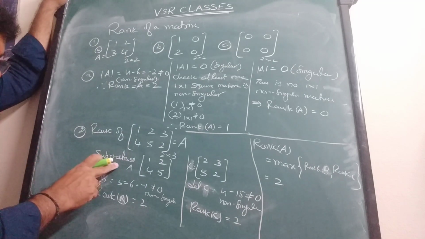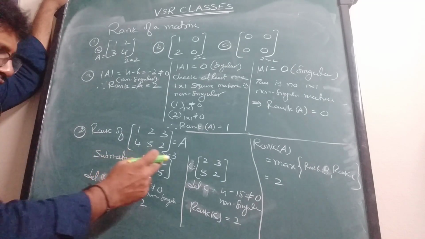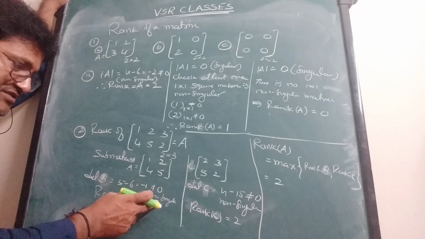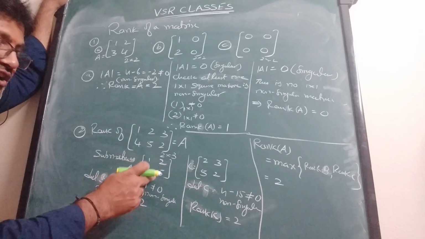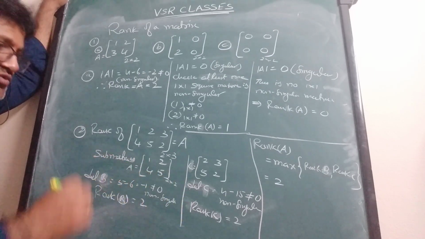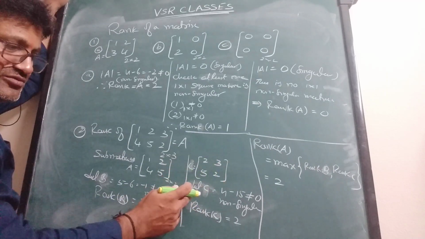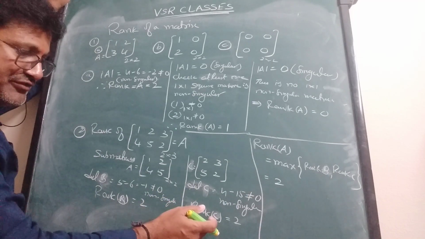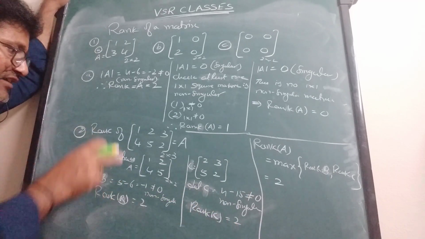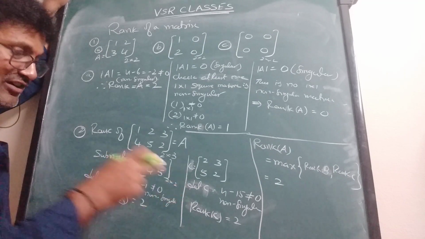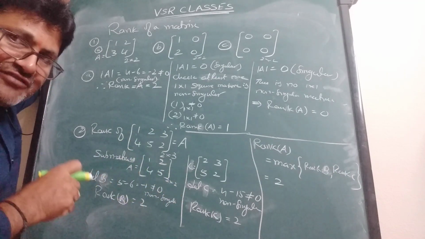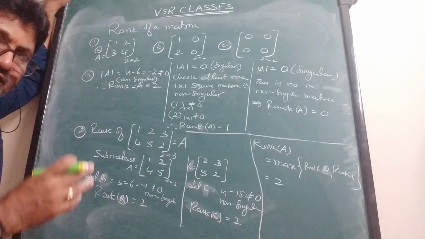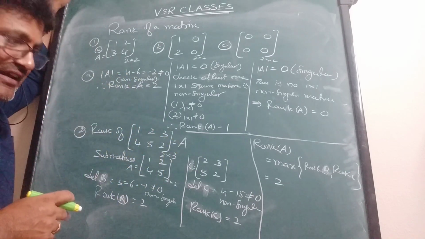Sub-matrix B is 1, 2, 4, 5. And det B is equal to -3, which is not equal to 0. It is non-singular. Therefore the rank of B will depend on its order, that is 2. Now C is 2, 3, 5, 2. Det C is 4 minus 15, which is non-singular. Therefore rank of C is also 2. Now what is the rank of A we want, not the rank of B and rank of C. We assumed B and C for our convenience. We have to get the rank of A. We want the rank of this A, not of B or C.